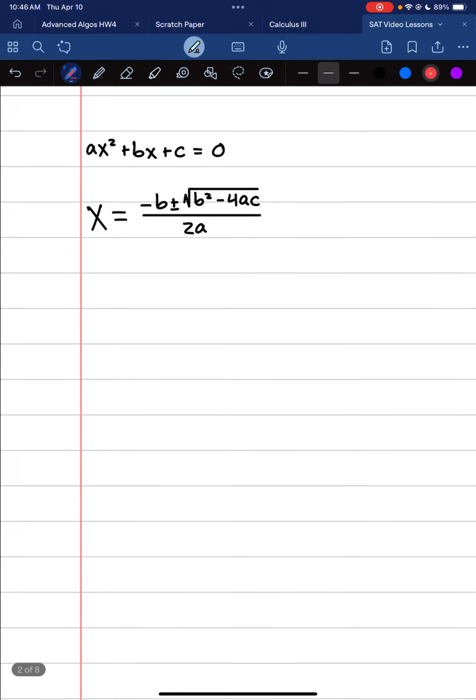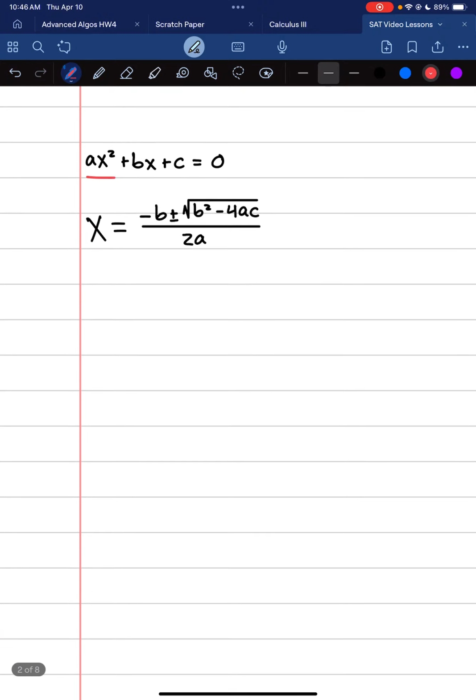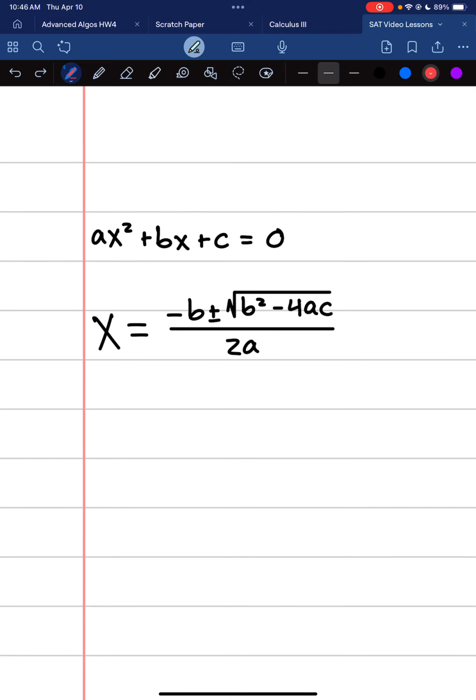This is the general form of a quadratic equation, ax squared plus bx plus c equals 0. Your a value is just your x squared coefficient, your b value is just your x coefficient, and your c value is your constant. So for example, if I had 3x squared plus 2x minus 5 equals 0, then my a value is 3, my b value is 2, and my c value is negative 5.